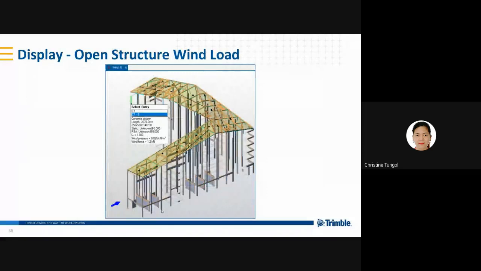So members, ancillaries, and equipment objects subjected to open structure wind load are visible in wind view with active status. Selecting the wind direction for a wind load case and hovering the cursor over an item gives quick information of wind loading in the select entity tooltip, which includes shape factor, wind pressure, and wind force.